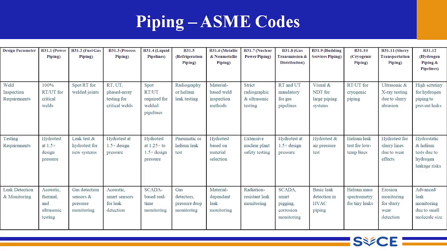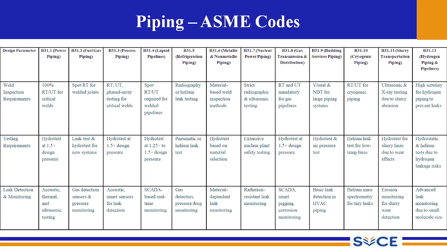And the testing requirements are very extensive because the nuclear power plants require a lot of safety measures. Here the leak detection and monitoring will be by the radiation resistant leak monitoring. Then gas transmission and distribution systems. The radiography test and the ultrasonic test are mandatory for gas pipelines. And the testing requirements, we need to go for the hydro test at 1.5 times the design pressure. Then for leak detection and monitoring, we need to go for the SCADA, smart pigging and corrosion monitoring.